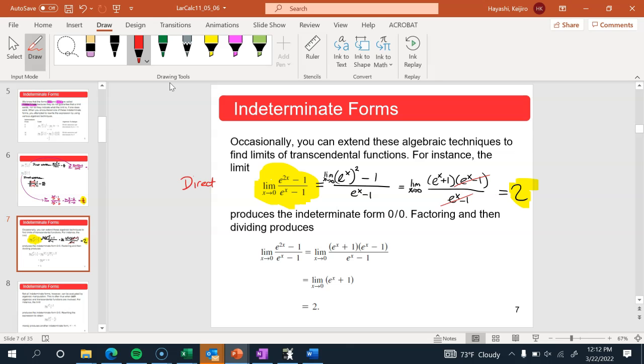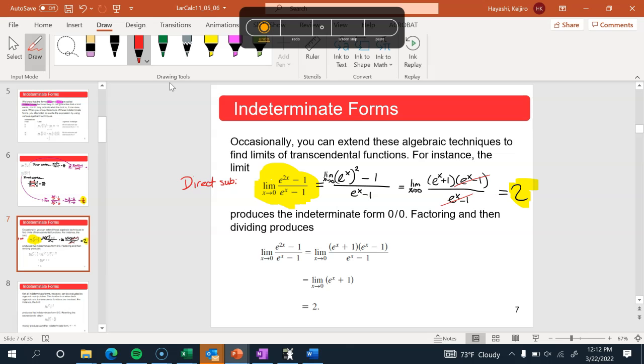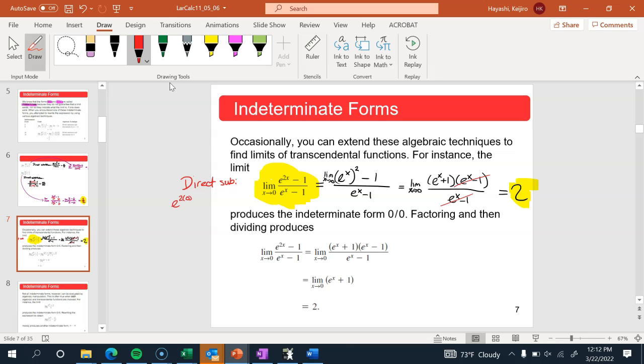And the first thing we should have checked is that direct substitution gives an indeterminate form, which it does. That'll be e to the 2 times 0 minus 1 over e to the 0 minus 1. That's going to equal 0 over 0, because anything to the 0 power is 1. So we do get an indeterminate form, which is what we should check first. Okay. So sometimes that's possible to do with transcendental functions inside of limits as well.